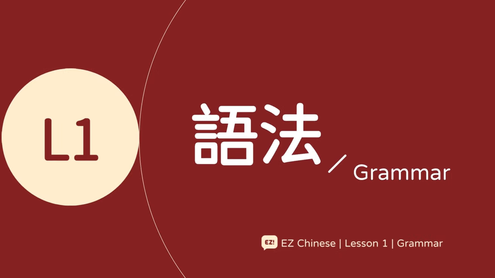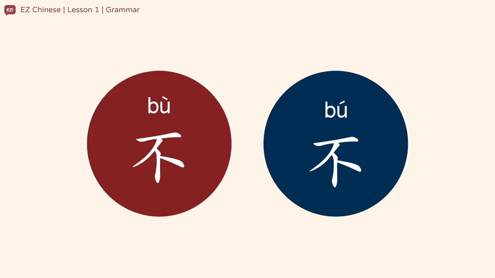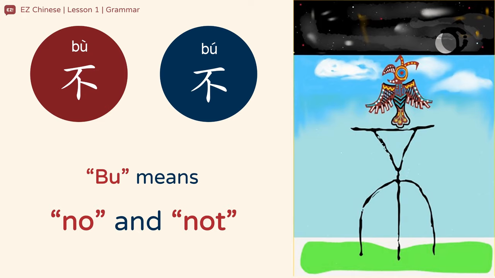第一课，语法。Lesson 1 Grammar 不. 不 means refuse, reject, deny, decline. 不 means no and not. One source on the origin of this character describes it as a bird flying up to the sky, but there is always a limit, a ceiling the bird cannot penetrate.